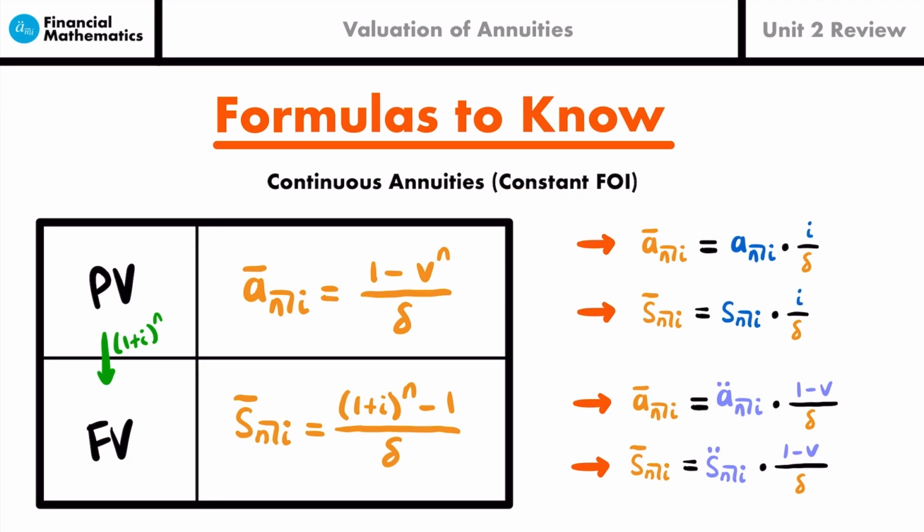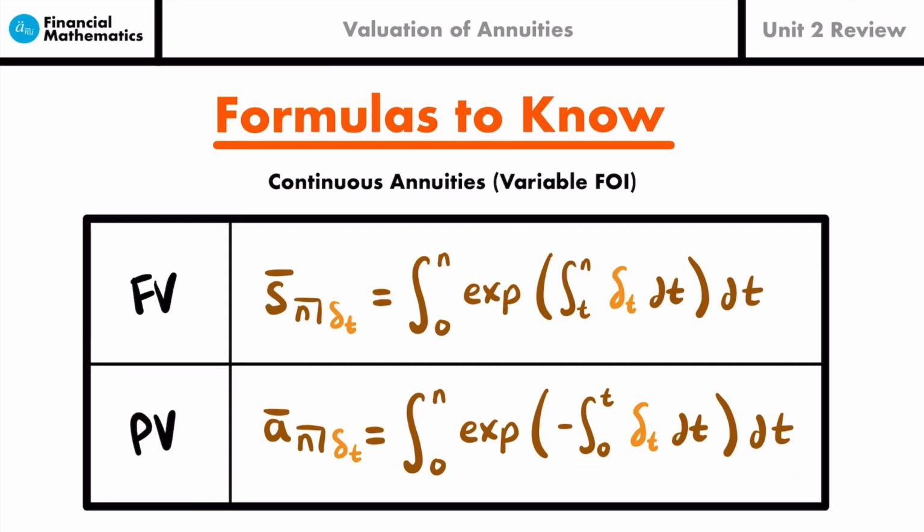But what if that force of interest is not constant? What if you have a force of interest dependent on time? Well, we call that a variable force of interest. And so when you're working with continuous annuities that need to be calculated using a variable force of interest, you have slightly different formulas. You're going to have to use calculus. For a future value scenario, we have the same notation, except we replace the interest rate with that force of interest delta t, and you'll see the same thing down here for the present value notation.